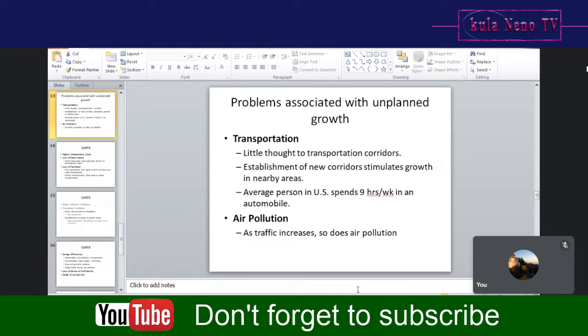And then, of course, now new corridors also stimulate growth in the nearby areas. Once, for example, the Thika superhighway was introduced, you know what has happened to the growth in those areas? It has just gone on and on. Okay. For example, in the US, I'm giving an example, they're saying one person will spend 9 hours per week in an automobile. That means in a jam or on transit from one point to another. 9 hours, sorry, it's more than one working day. So you can imagine all those productive hours are just spent inside the car, either in a jam or moving from one place to another.